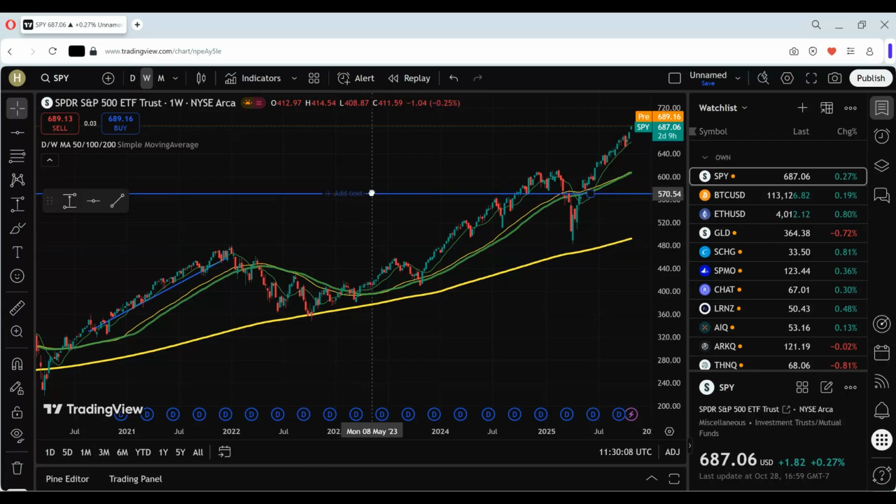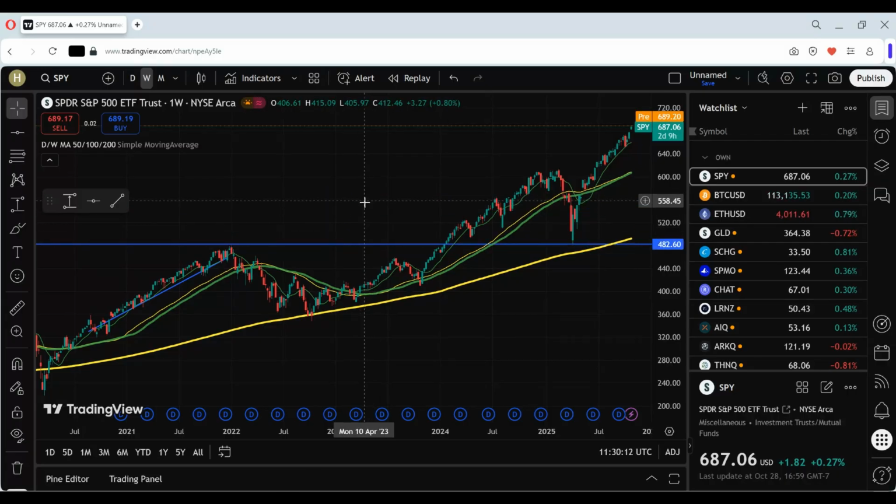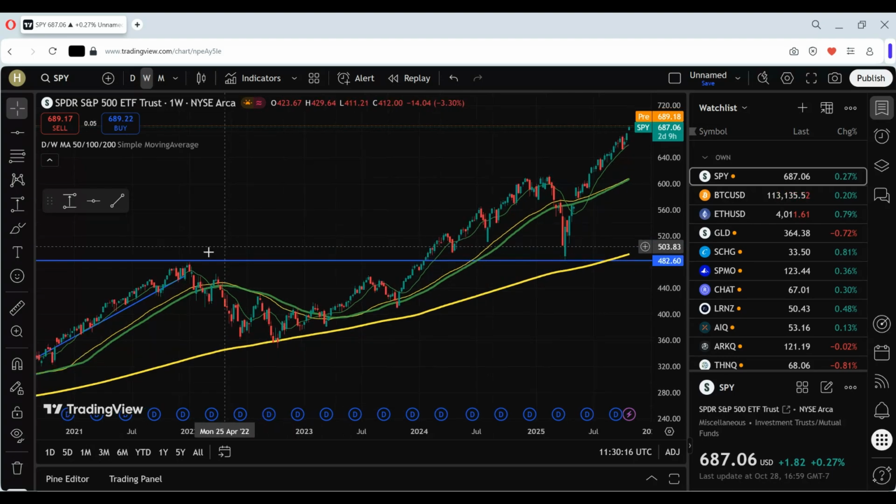You could click and move it. Click, hold and move this line if you want to fine tune it. So you see our 2021 top, which is here, was also the bottom of the tariff crash this year. We crashed in early 2025. And where'd they buy it at? Right at that blue line.